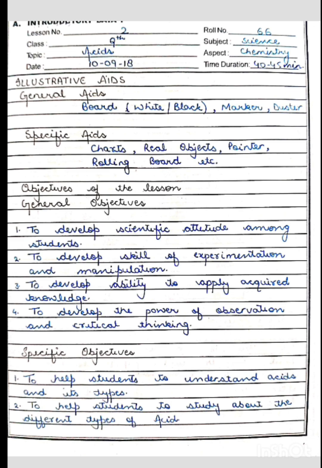The next one is the specific objective. In this you have seen that there are two specific objectives written, but now you have to write only one specific objective. That is, to help students to understand about acids and their types. And the second one written here is to help the students study about the different types of acids. So you will write to help students to understand about the acids and their types. No need to write the second objective.